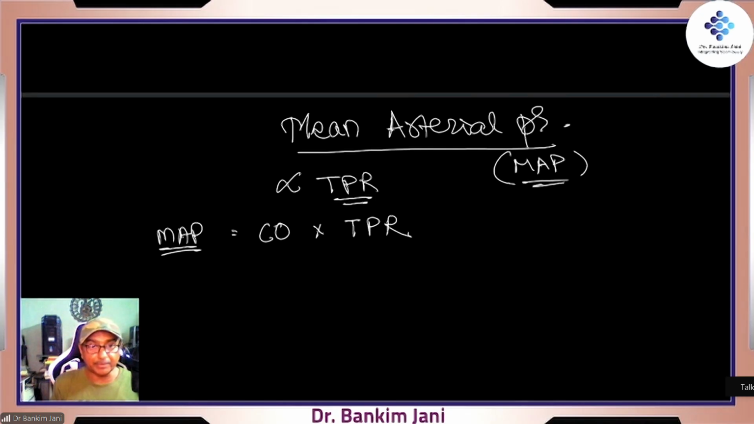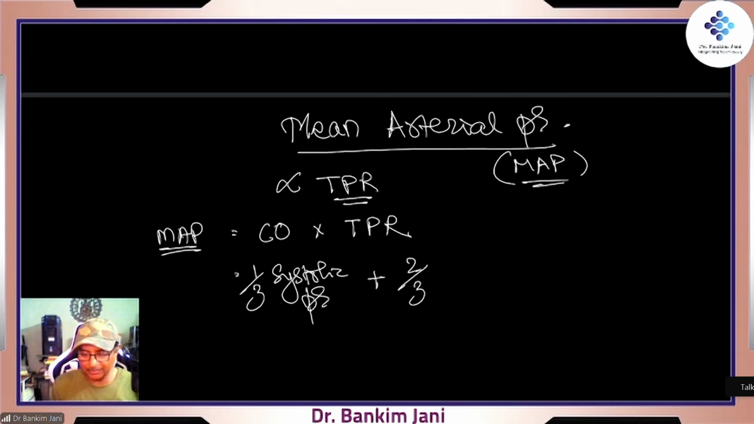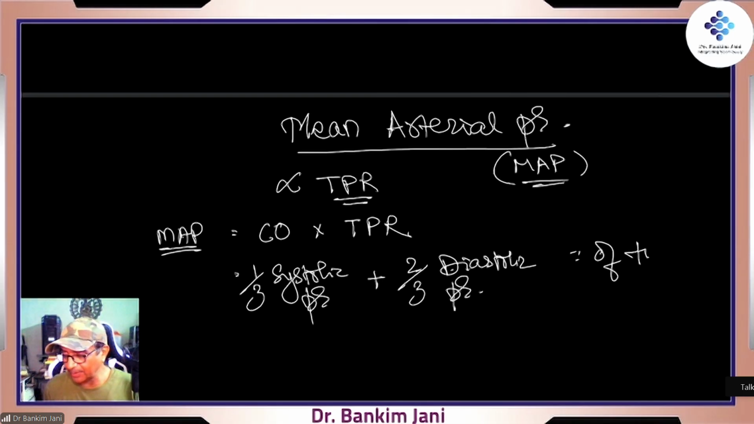So mean arterial pressure, we calculated it also, right? In last time's exam, we asked: 1/3 of the systolic pressure plus 2/3 of the diastolic pressure. And why are we really taking this? Because it depends upon the time, because of the time phase.